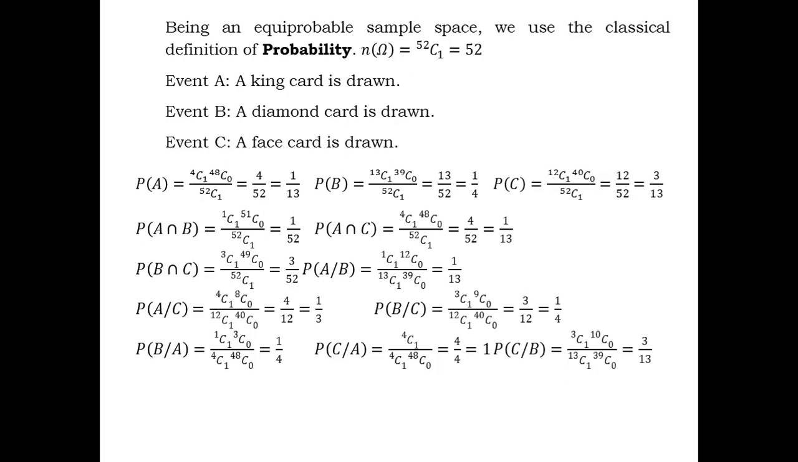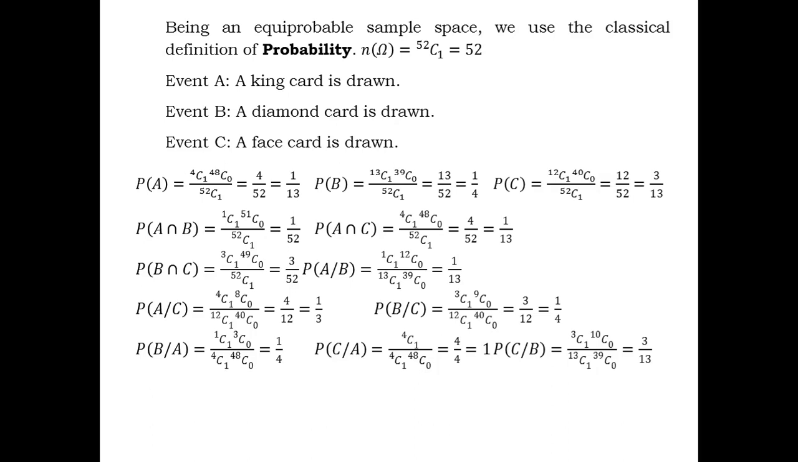So probability of A is 4 by 52, probability of B is 13 by 52, probability of C is 12 by 52. As such, A intersection B means A and B both, in this case a king card and a diamond card, so a king of diamonds. So 1 upon 52. Probability of A intersection C: A intersection C is nothing but event A, so exactly 4 by 52. B intersection C, diamond and face, so 3 upon 52.